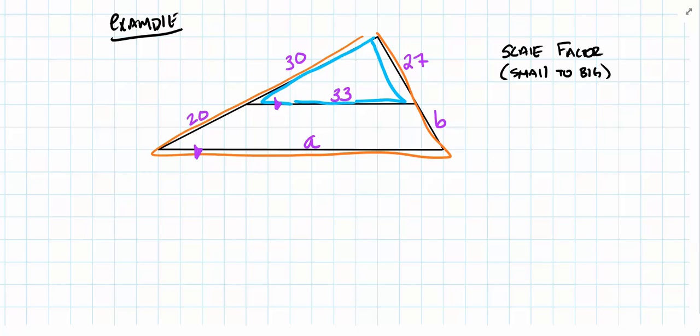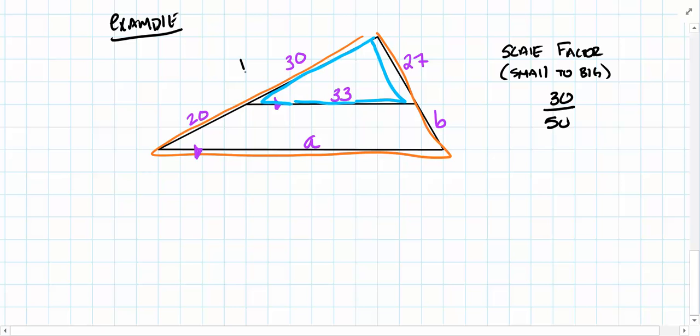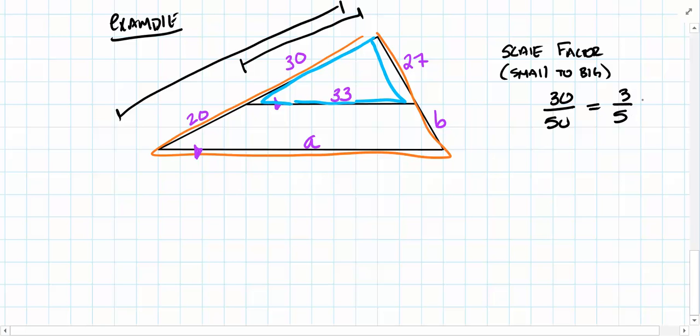Why is it 30 to 50? Because the big one is both of them. Yes, it's 30 to 50. So the small blue triangle is 30. The big triangle is 30 and 20, 50. So our scale factor is 30 to 50. If we simplify that, we get 3 to 5. So now we have a small to big scale factor of 3 to 5.